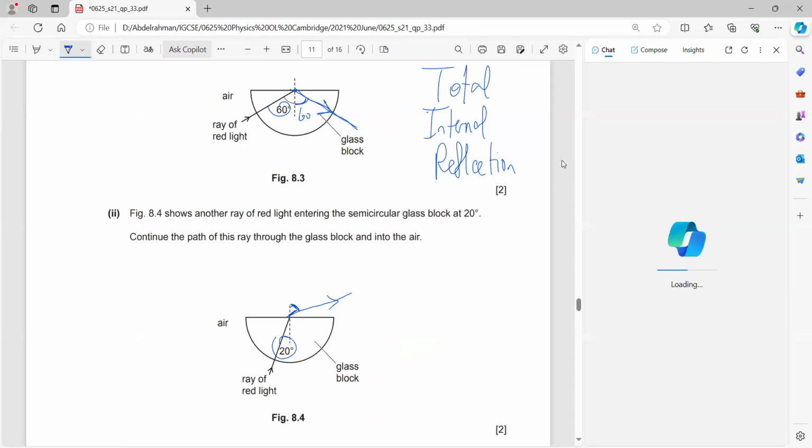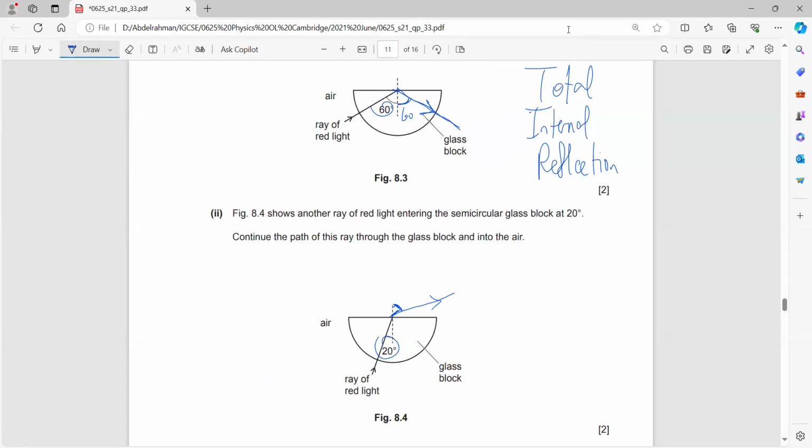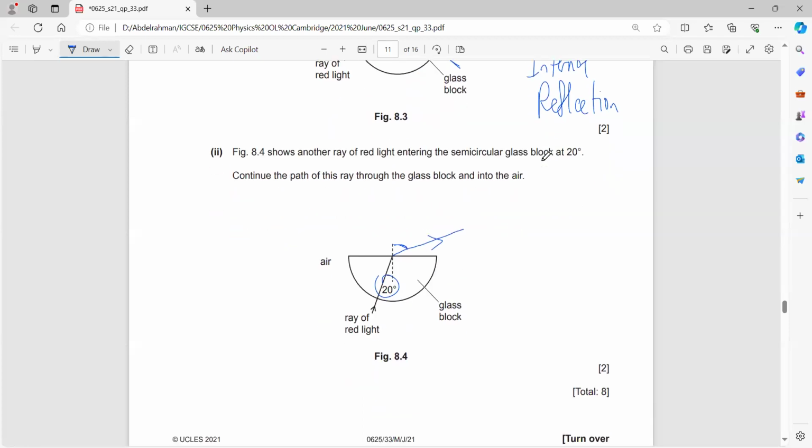I can zoom in a little. I don't know why I opened this. Okay, I can zoom in a bit, and draw it again. It has to refract away from the normal, with an angle which is a bit greater than 20.